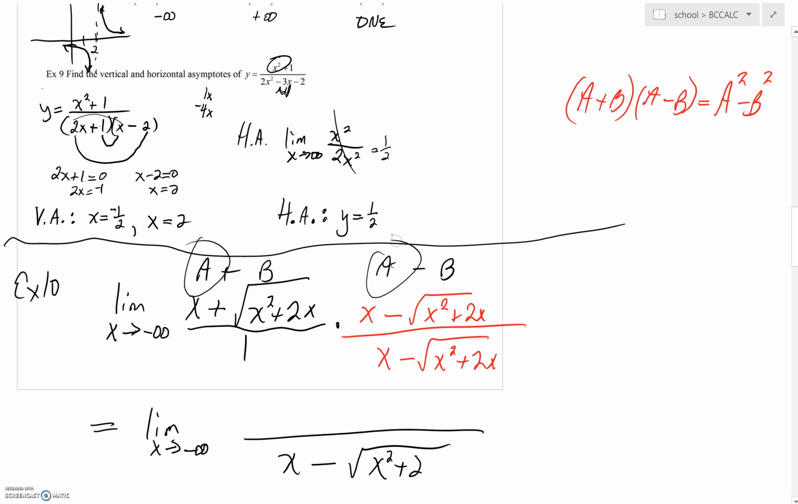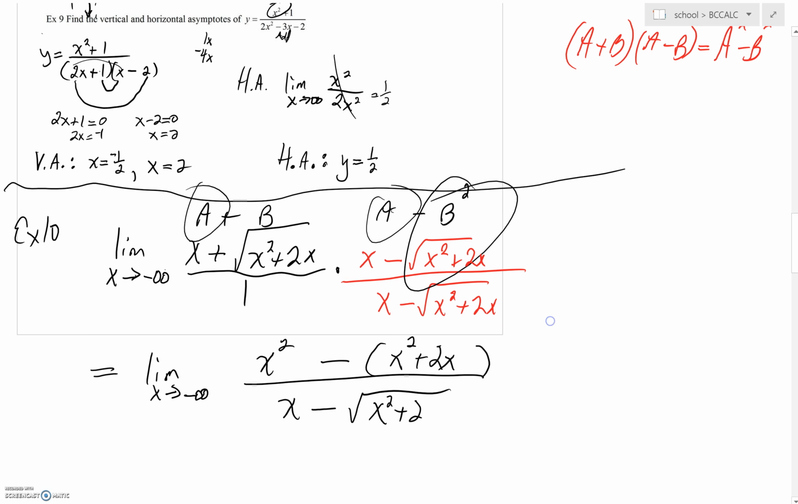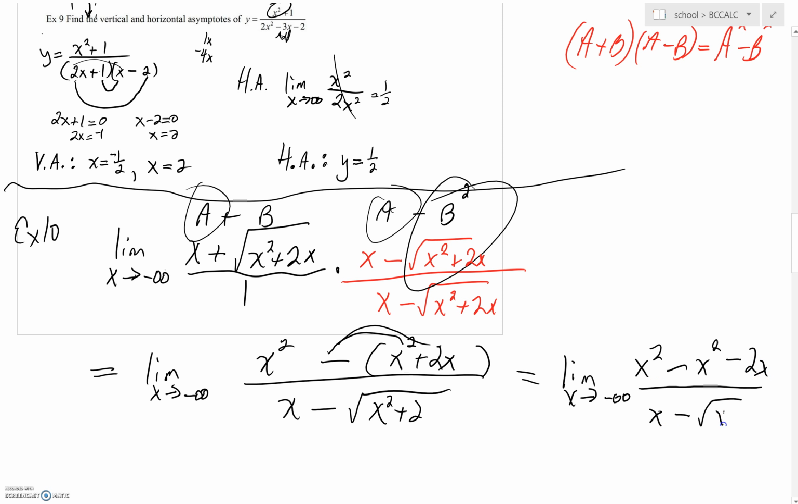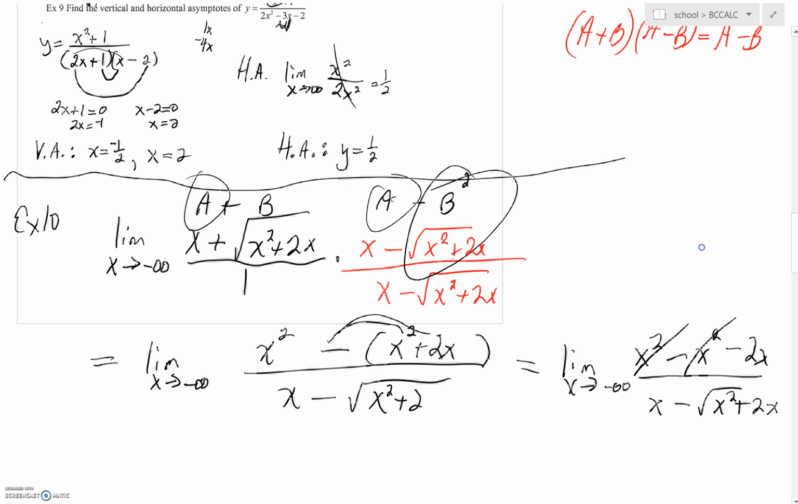So our a squared, well, that's going to be x squared, minus b squared. When you take b and square it, the square root just goes away. And very quickly then, let's distribute that negative and clean this up a little bit. So we'll have the limit as x goes to negative infinity of x squared minus an x squared minus a 2x. And down below, we've got this maybe a little ugly expression right here. You can see your x squared and your minus x squared are going to be canceling out.